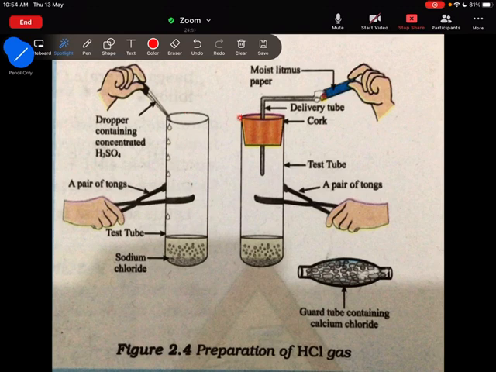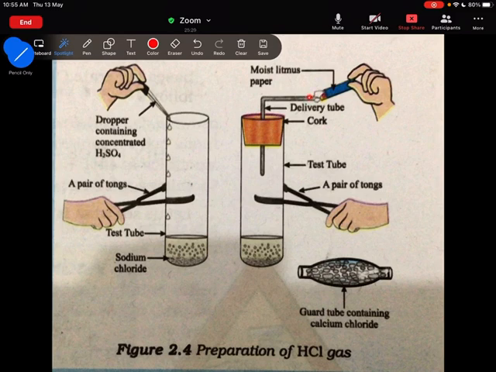If you are closing it with a cork, with a hole through which a delivery tube is connected, then the HCl gas will be coming through this. Now, if you are putting a blue litmus paper here, it will not turn to red, because this is dry HCl. The gas produced is dry HCl.